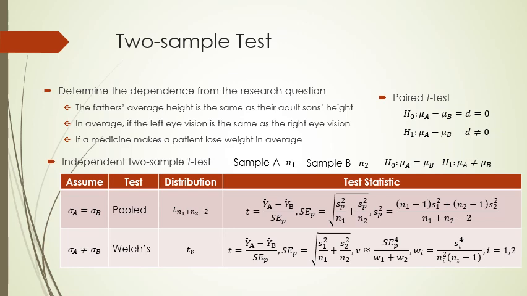The test statistic is the t-statistic, which is y bar A minus y bar B divided by the pooled standard error SEP, which is determined by SP. Here, SP is the pooled sample standard deviation, expressed as this, where S1 is the sample A standard deviation and S2 is the sample B standard deviation.